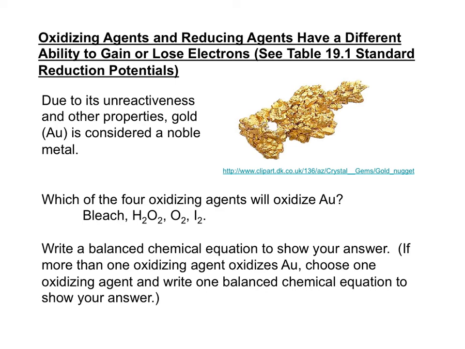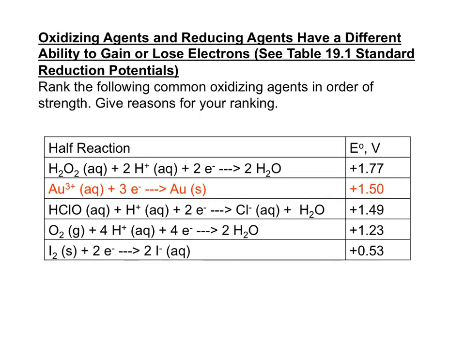Gold is an inactive metal, which means it doesn't want to lose its electrons, which makes gold very unreactive. So stop the video and identify which oxidizing agent will oxidize gold. And here is the answer. The reduction potential of gold ion is between hydrogen peroxide and bleach. So hydrogen peroxide will oxidize gold, but bleach, oxygen, and iodine will not. Remember that an oxidizing agent will react with a reducing agent below it on the table. And here's the math.